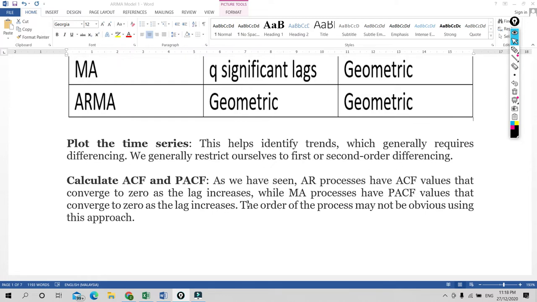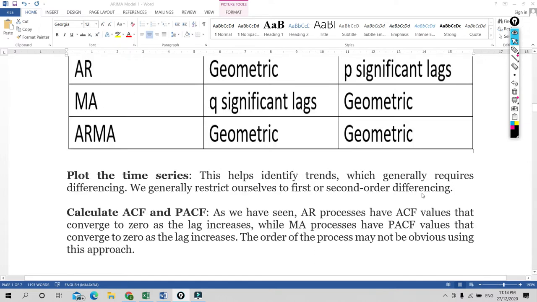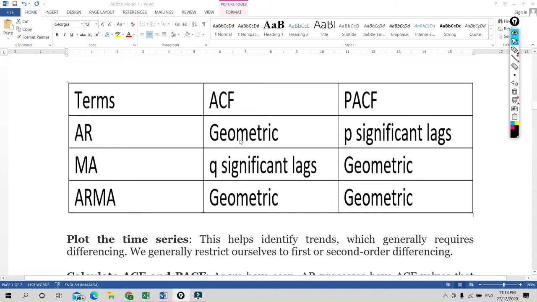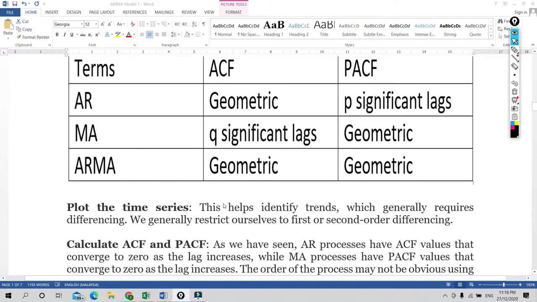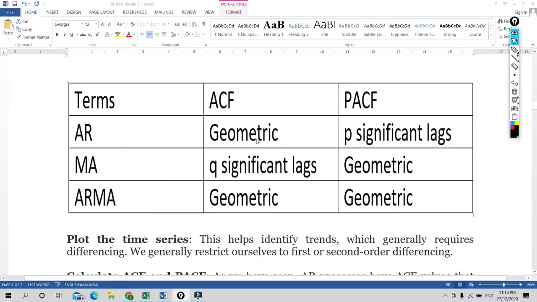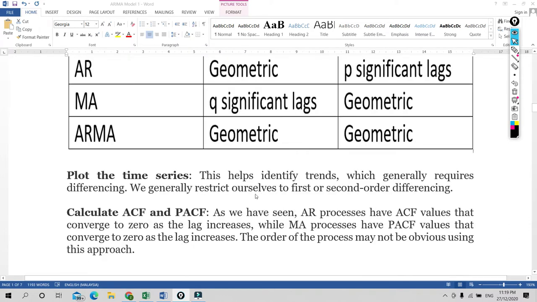We generally restrict ourselves to first and second order differencing. Then the second procedure is to calculate the ACF and PACF. Like I just explained, if you find that your graph is like this, this is known as a geometric series, and here the model is an MA model or ARMA model. So you can detect based on the graph there.